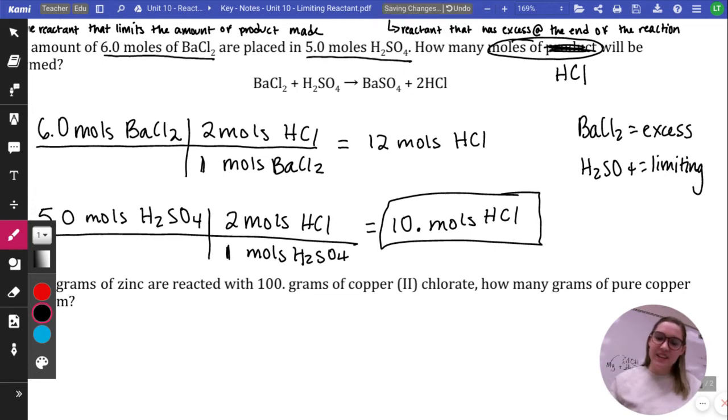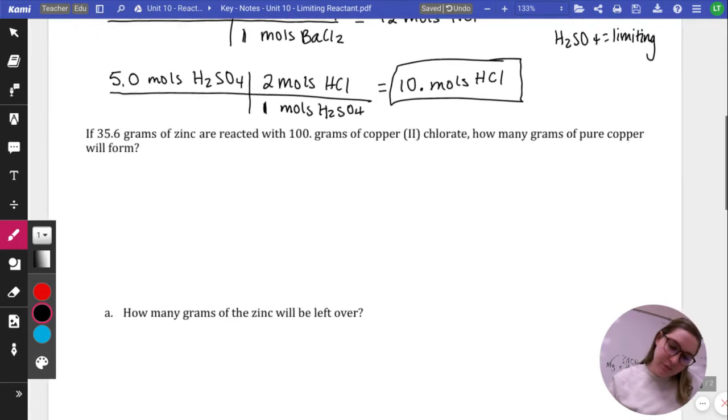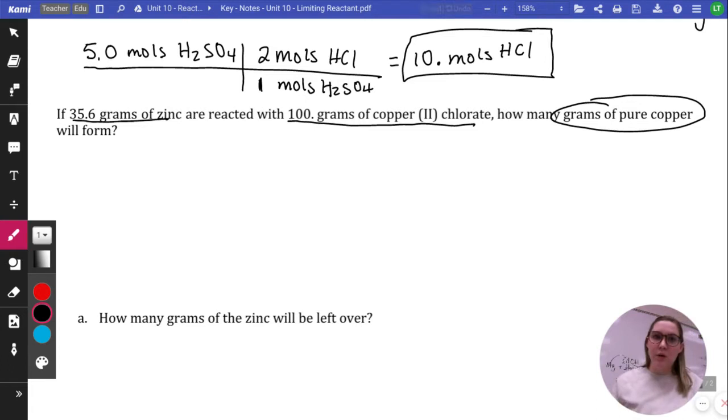All right. Okay, guys, now that one was just with moles. So our next one is going to involve grams. Okay, let's solve it. If 35.6 grams of zinc are reacted with 100 grams of copper(II) chlorate, how many grams of pure copper will form? Okay, step 1, we have to write our balanced chemical equation.